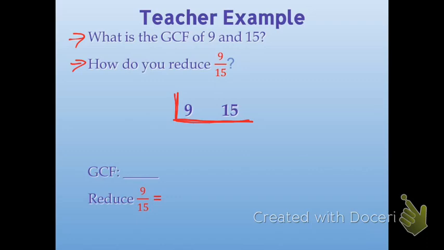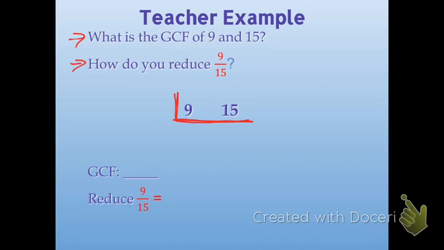So if we looked at the numbers 9 and 15, and I asked you, can you think of a number that divides evenly into 9 and 15? What would you tell me, Nathan? 3. Nathan says 3 divides evenly into 9 and 15. He's correct. And it doesn't matter what number we start with. So if you saw another number that divided evenly into these numbers, you could use a different number. Okay, as long as we pick one number that divides evenly into both 9 and 15.